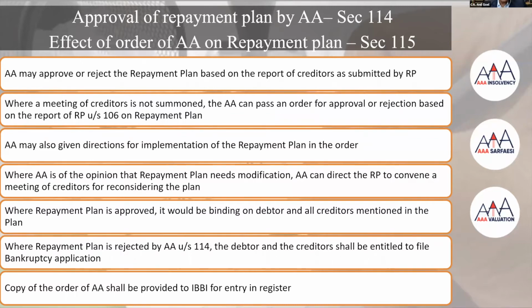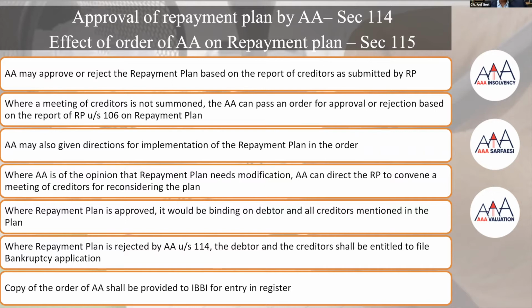So to avoid that, it has been empowered to RP that he can prepare a report, submit to adjudicating authority with the concurrence of the creditors. That meeting is not summoned. However, we have the concurrence, we have the approval. The adjudicating authority may also give directions for implementation of the repayment plan in that order. So now the order would be passed by adjudicating authority, maybe for rejection or maybe for approval of repayment plan, that is under section 115.